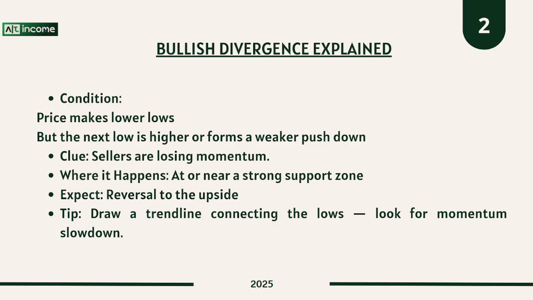Price keeps giving us lower lows. Of course, the price is on a bearish move already, selling. It kept on giving us lower lows, but the next low is higher or forms a weaker push. Either the next low is higher than the previous low, or the distance between the previous low and the new low that we are seeing now is not much.